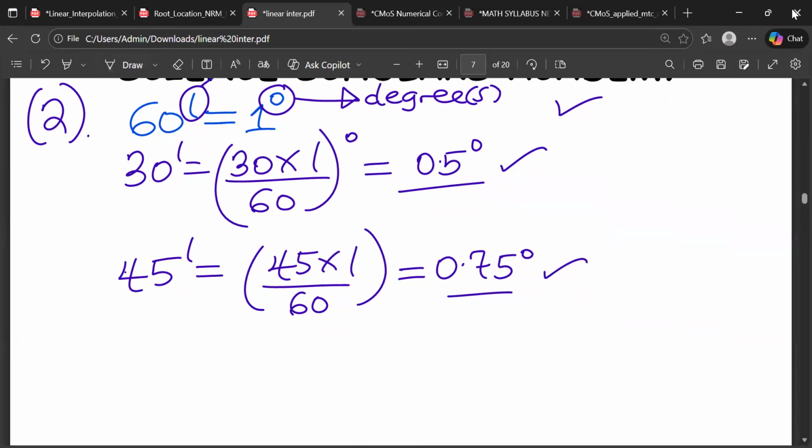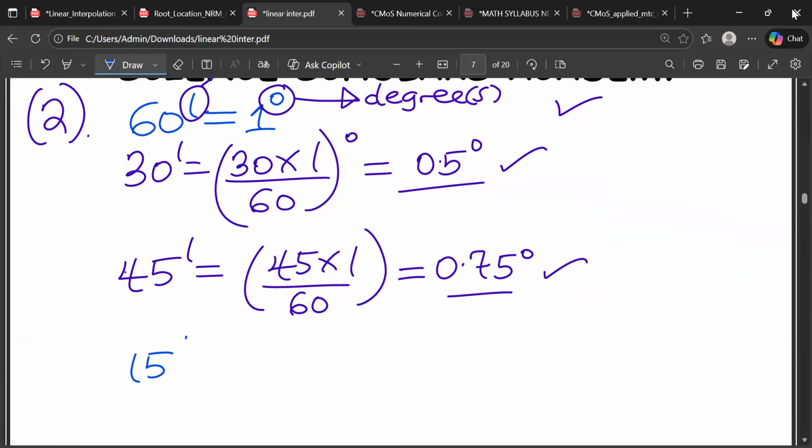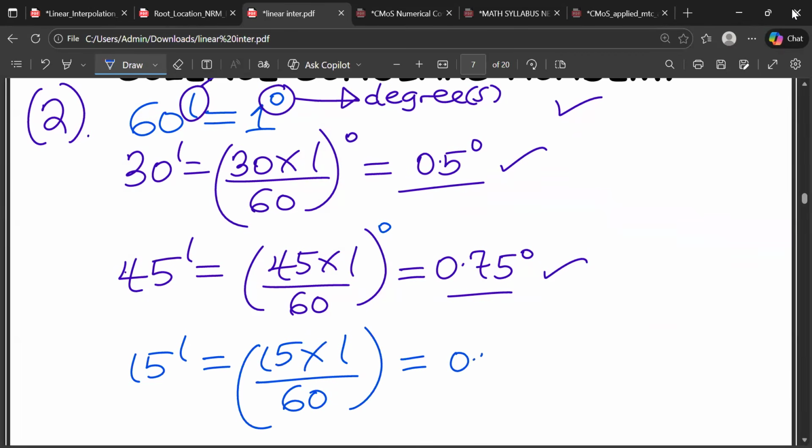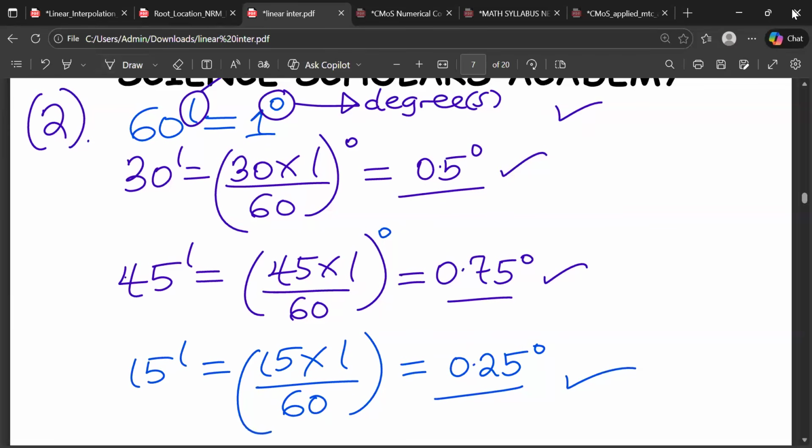I think people are getting it. If it is 15 minutes, that will be 15 times 1 over 60 degrees. This will be a quarter, which is 0.25 degrees. For 5 degrees, you know what to do. For 36 degrees or 48 degrees, you just use a calculator.